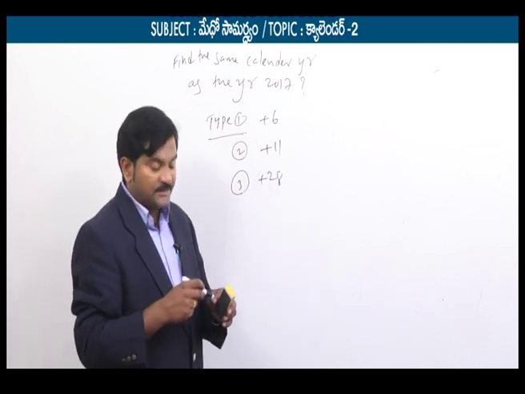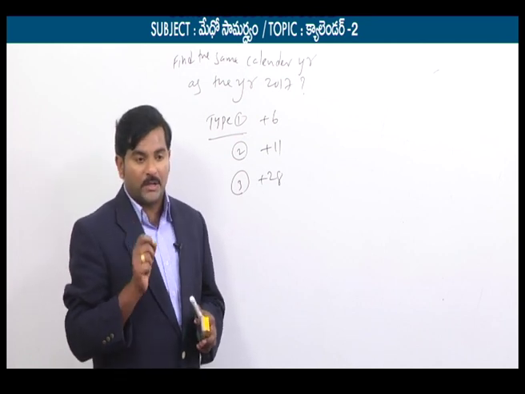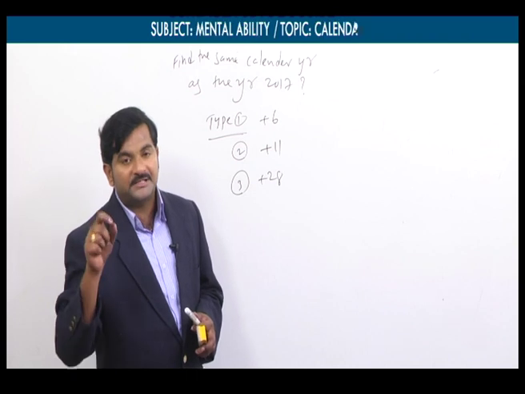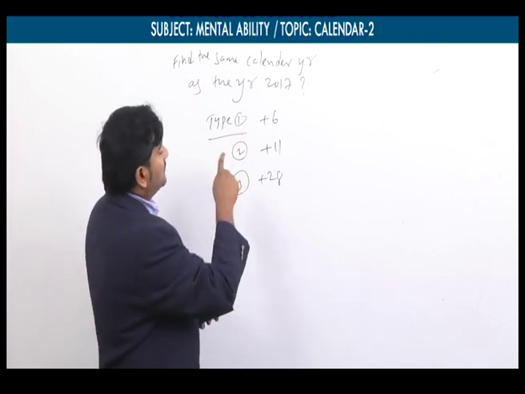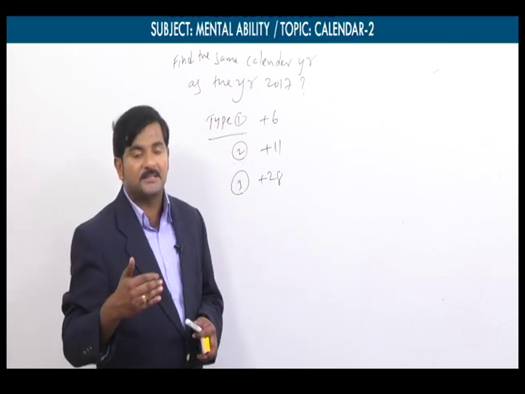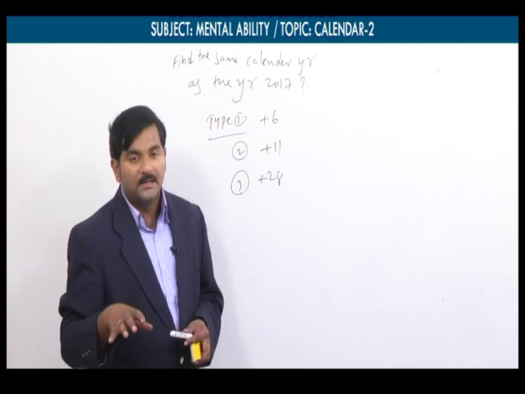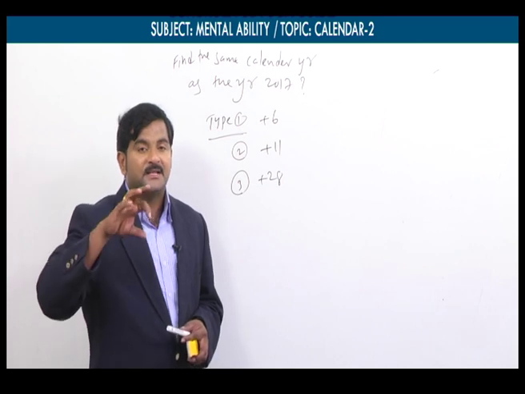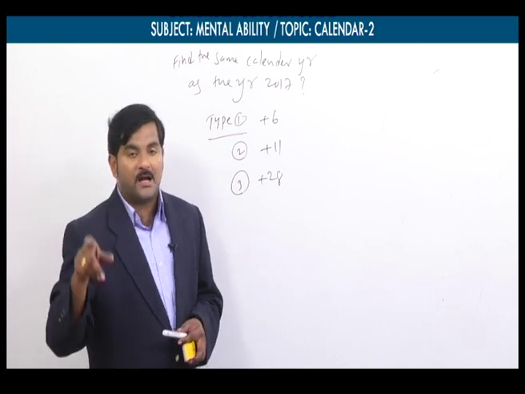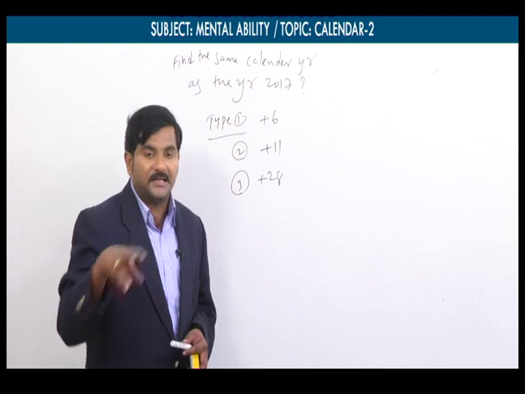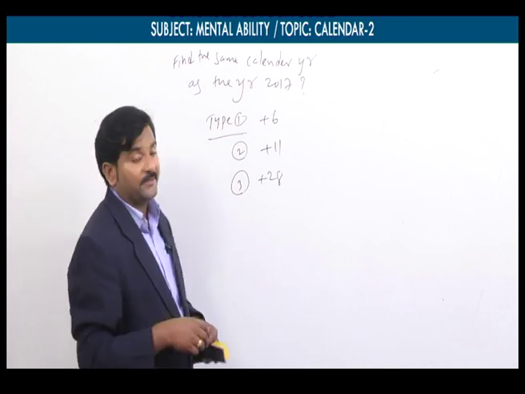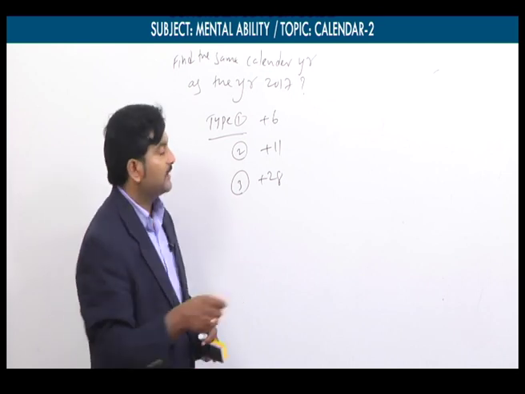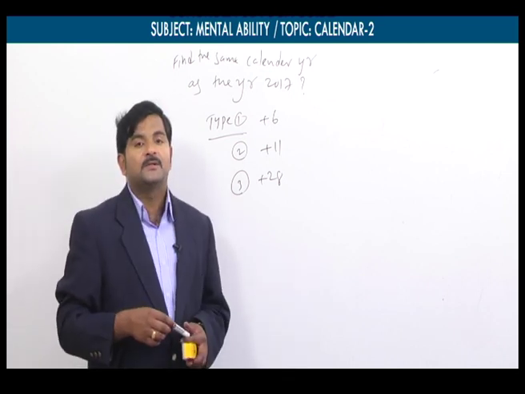I repeat these 3 points once again. To get the same calendar year as the year which is after leap year, simply what we will do? We will add +6 to the given year. To get the same calendar year as the year which is second and third years after the leap year, simply we will add +11. To get the same calendar year as the leap year, simply we need to add +28.